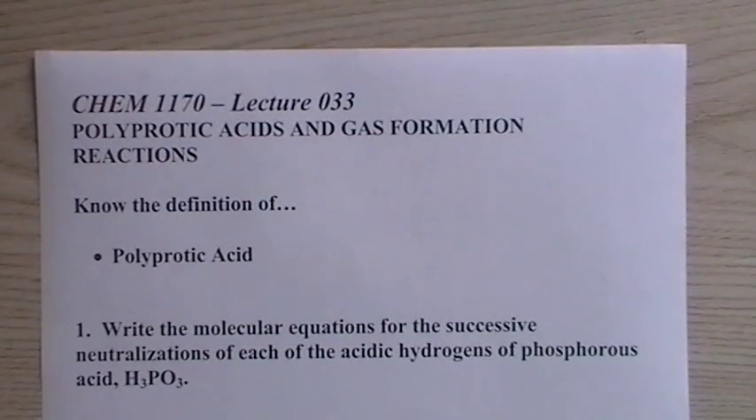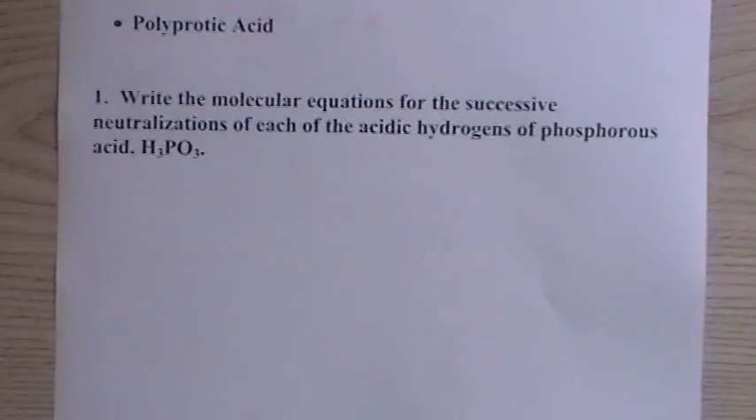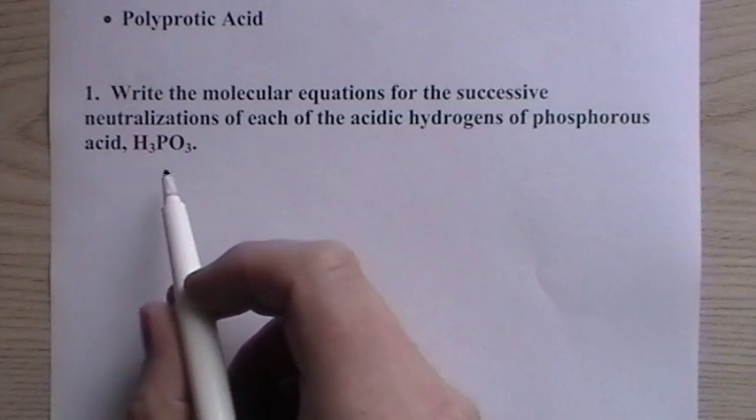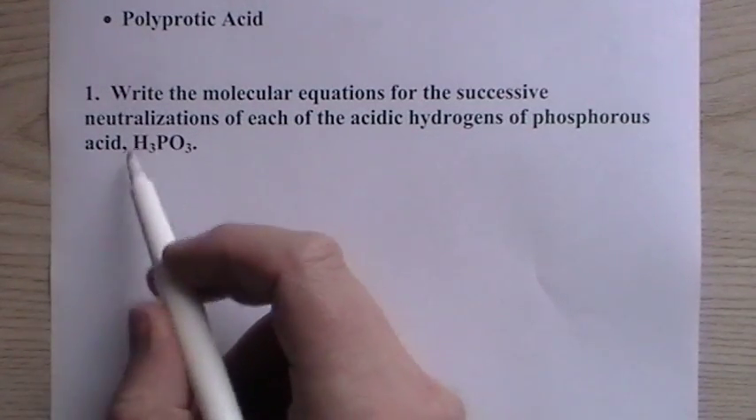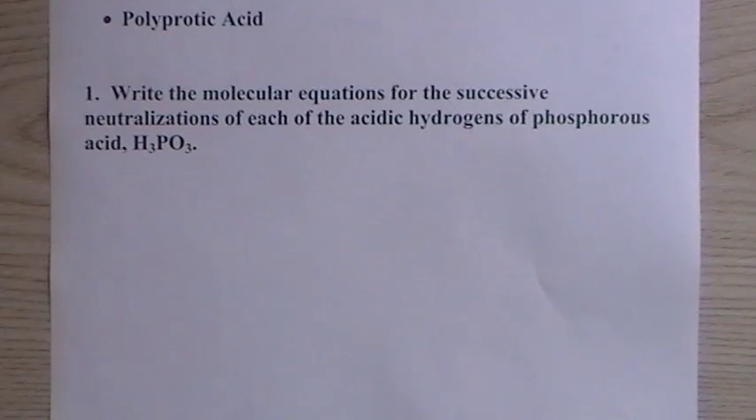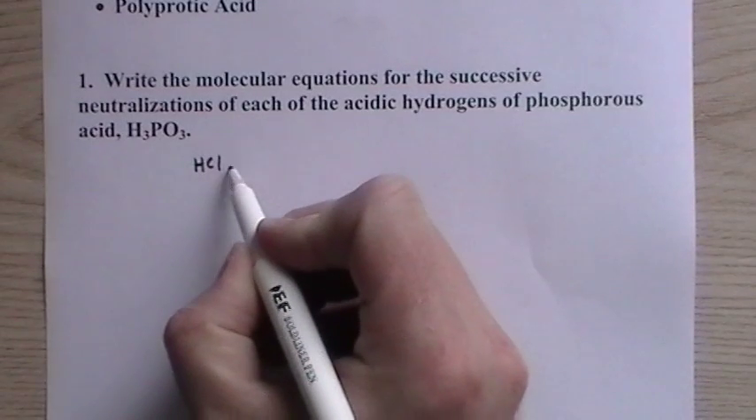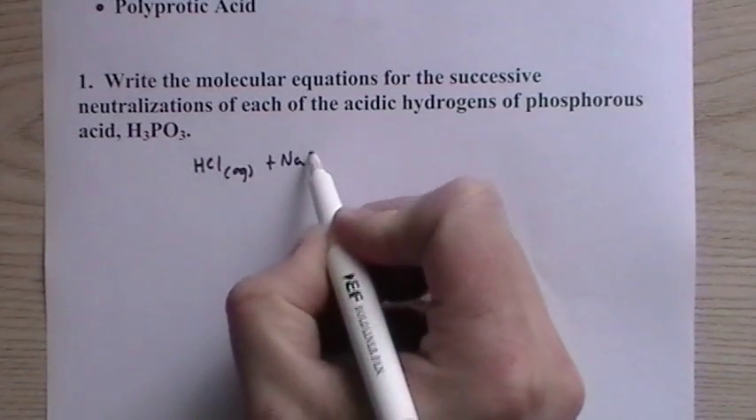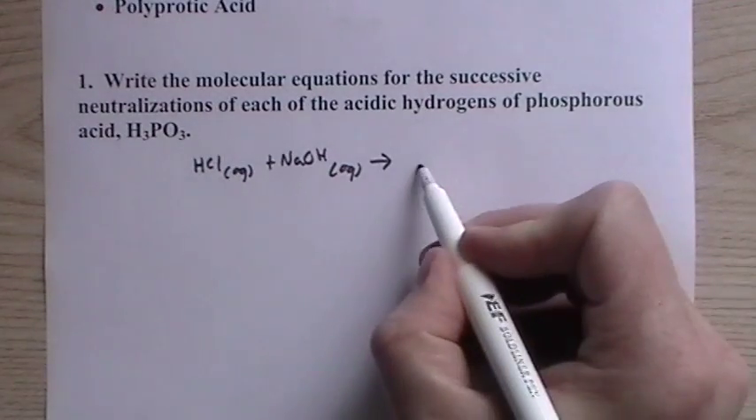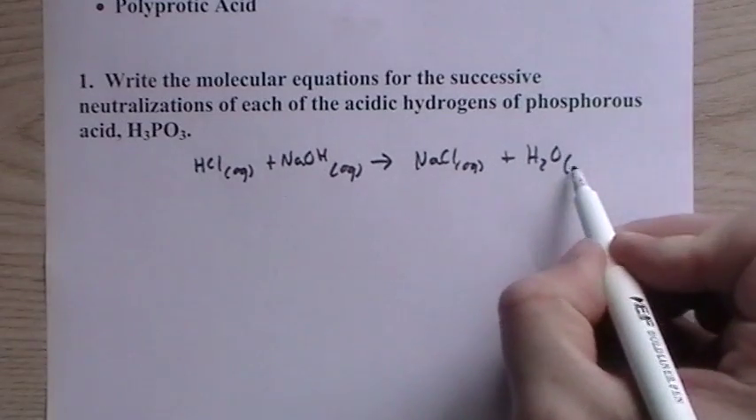Okay, polyprotic acids and gas formation reactions. A polyprotic acid is any acid with two or more H pluses in the front here, the acidic hydrogens that can react with a base. Now, if we have HCl, we'll just do an example here, plus sodium hydroxide, that's a neutralization reaction. What we get is NaCl, the salt, and water.